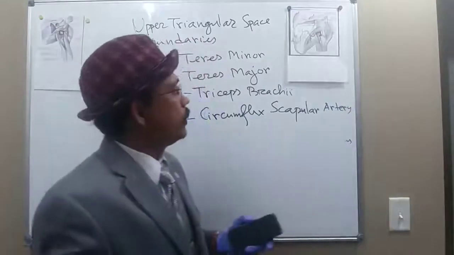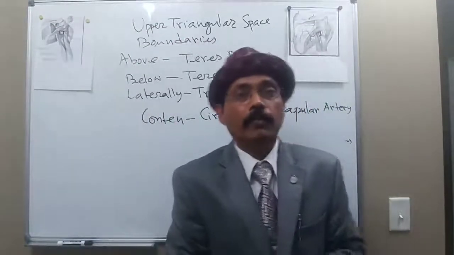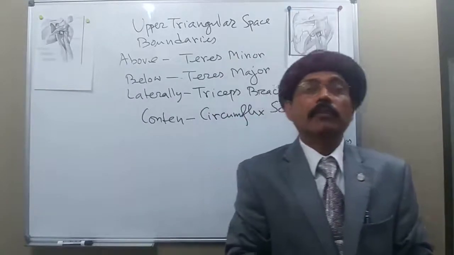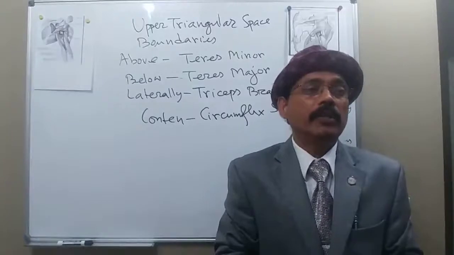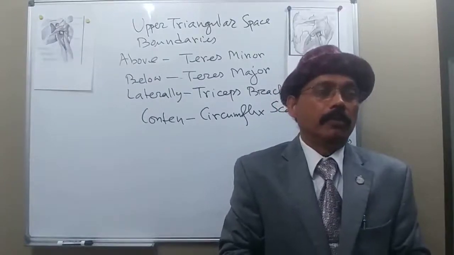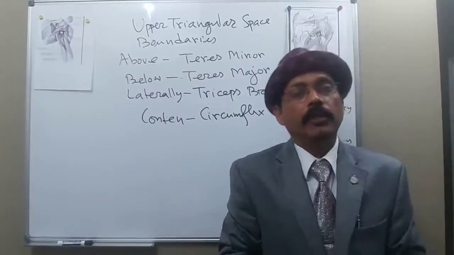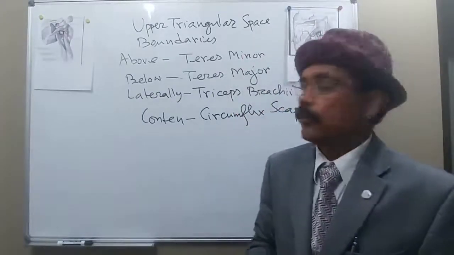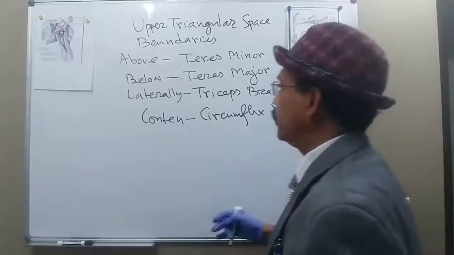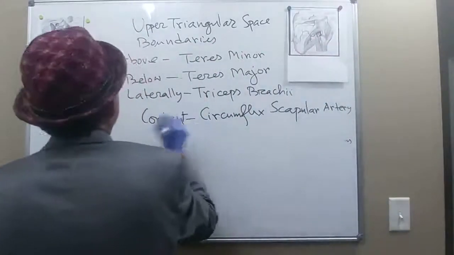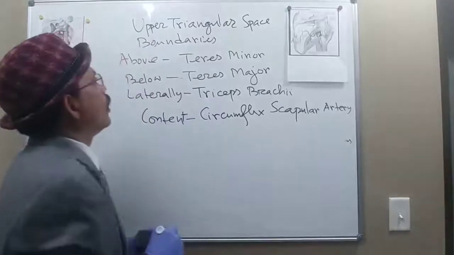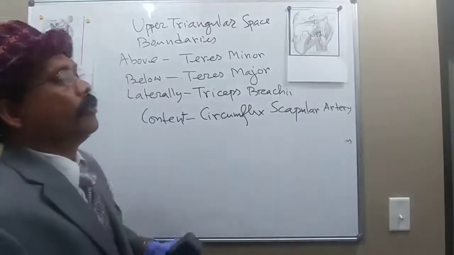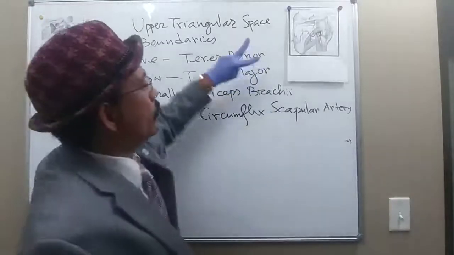Okay, so we got the content, one content. Circumflex scapular artery certainly will have also an accompanying vein. Circumflex scapular artery is a branch of subscapular artery, that is a branch of the axillary artery. Okay, so we got the circumflex scapular artery is a content of the upper triangular space.